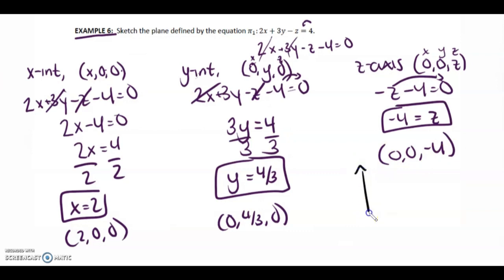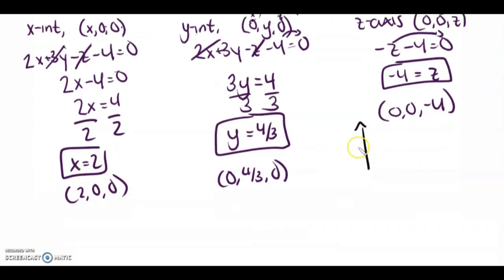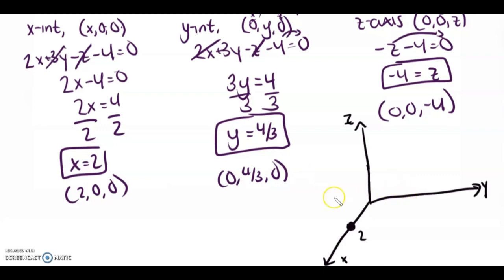So let's go ahead and draw the positive x, y, and z axes. So x, we have y, we have z. Okay, and let's plot 2, 0, 0. So 2 on the x-axis and 4 over 3, so that's like 1.3, right? If you divide it in your calculator. Okay, 1.3 or 4 over 3 on the y-axis. And then on the z-axis, negative 4. So that's actually going to be down here.